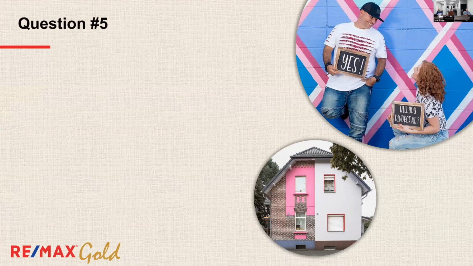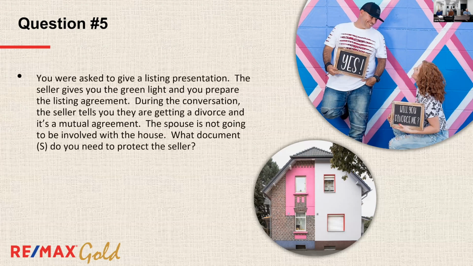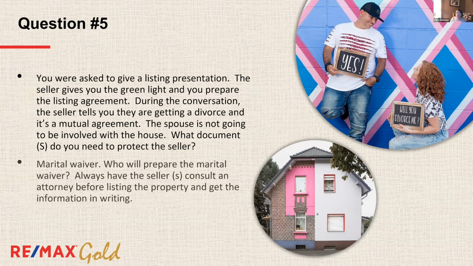Question 5: you were asked to give a listing presentation. The seller gives you the green light and you prepare the listing agreement. During the conversation, the seller tells you that they are getting a divorce and it's a mutual agreement. The spouse is not going to be involved with the house. What document or documents do you need to protect your seller? You need the waiver of marital rights. Right, correct. Yes, that is correct. I'd also highly recommend that they speak to their counsel.